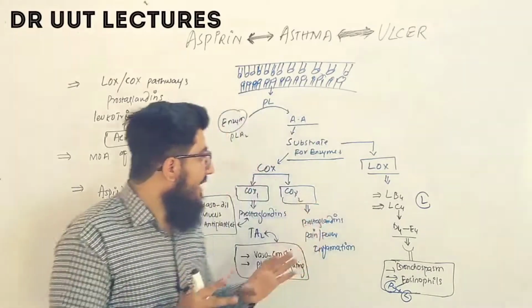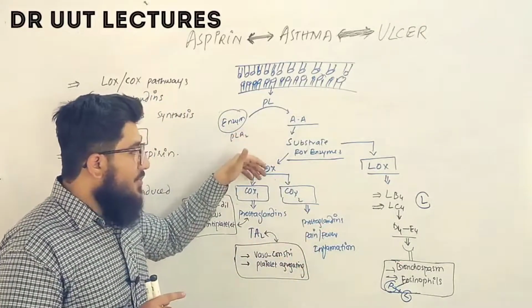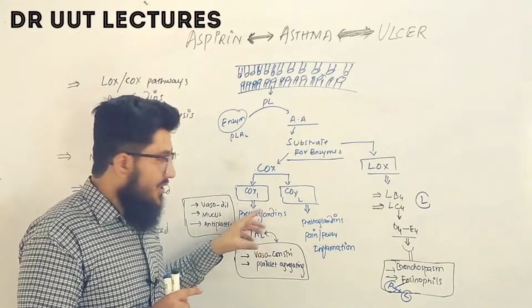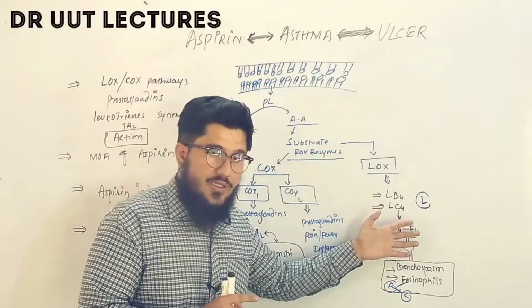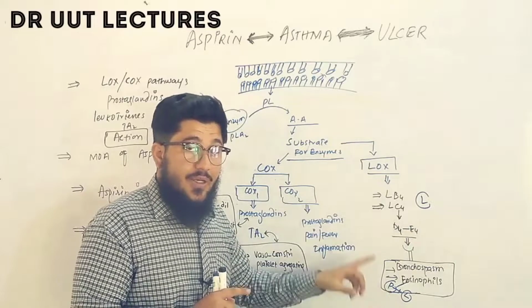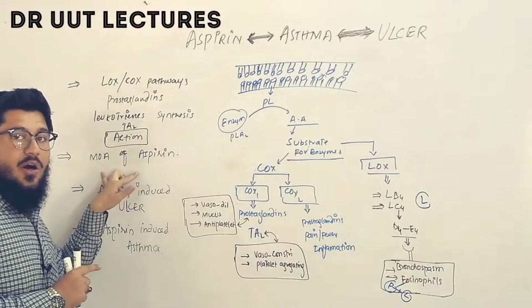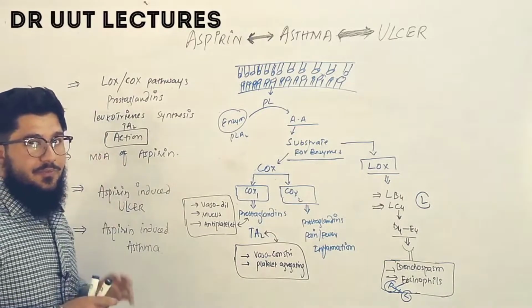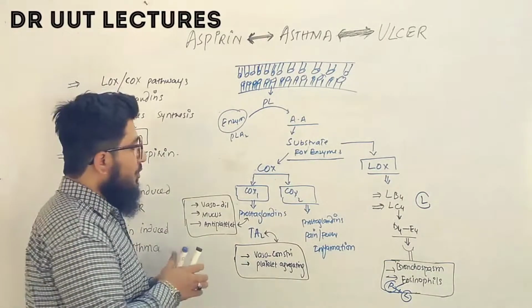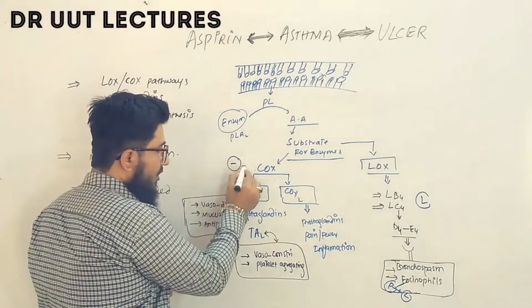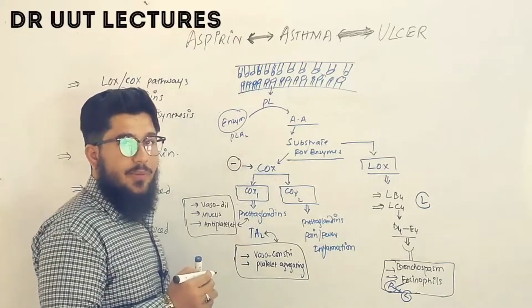Okay, now we just cleared the COX pathway, LOX pathway, the production of the prostaglandins, thromboxanes and leukotrienes, and their actions. Now it is time to move toward the next point, the mechanism of action of aspirin. When you take aspirin, it actually acts on this COX enzyme and inhibits it. When the COX is inhibited, what is going to happen?